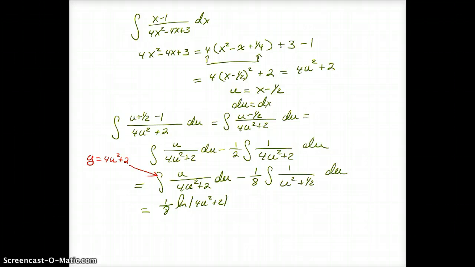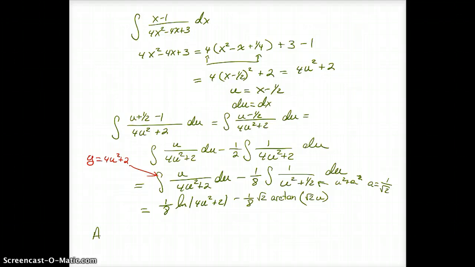And then the other one is an integral of 1 over u squared plus a squared. So I know that this is u squared plus a squared with a equal to 1 over the square root of 2. And so I get 1 over a, so that's square root of 2, times the arctan of u over a, so square root of 2 u.